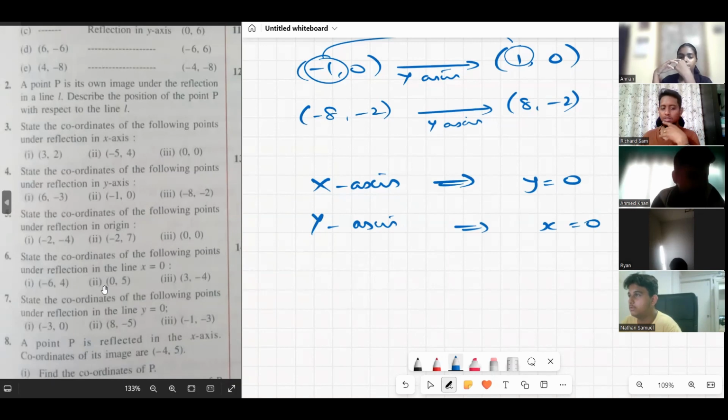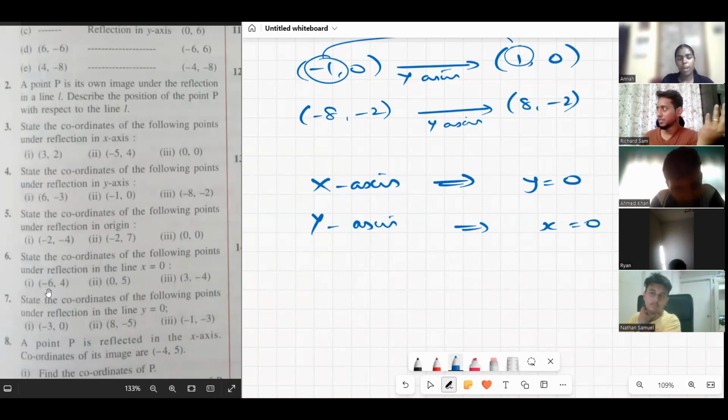Okay. So tell me the sixth question. Reflection in the line x is equal to 0. So x is equal to 0 means y-axis. So what is minus 6 comma 4 after reflection? 6, 4. 6 comma 4.